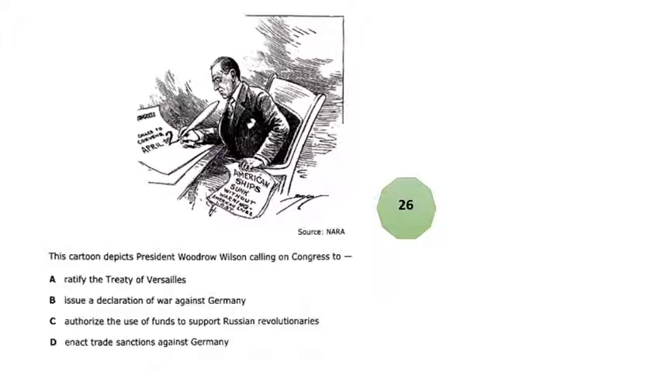All right, this cartoon depicts Woodrow Wilson calling on Congress to do something. And let's take a look at the picture. American ships sunk without warning. So those are the U-boats. If you've been listening to my Zooms or joining the Zoom lessons, we looked at a lot of pictures of U-boats, talked about the importance of U-boats. And he's calling the Congress to declare war.